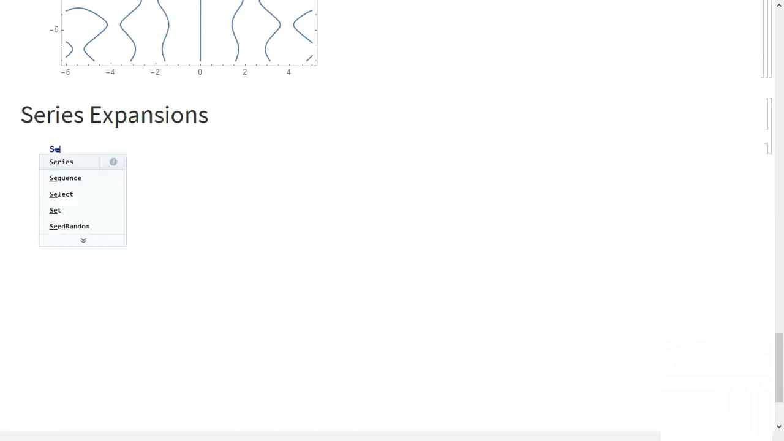To do that, just type SE and you will see that a suggestion is coming up called Series. To know what it does, again just put your cursor over here. It tells you to put a function f, that is the function, and if you use the Series command, it will generate a power series expansion for f, about the point x equals x0, and this n is the order. That means the highest power of x.